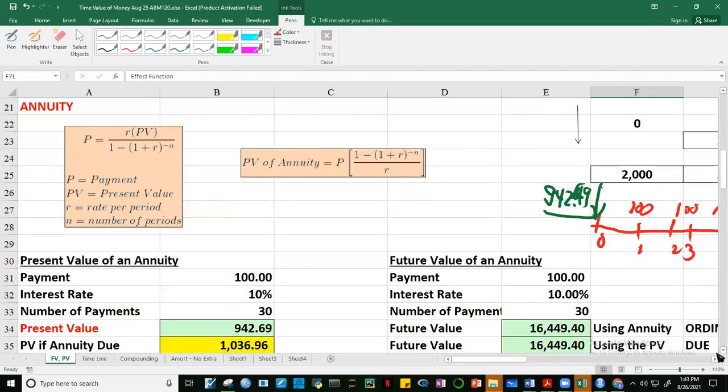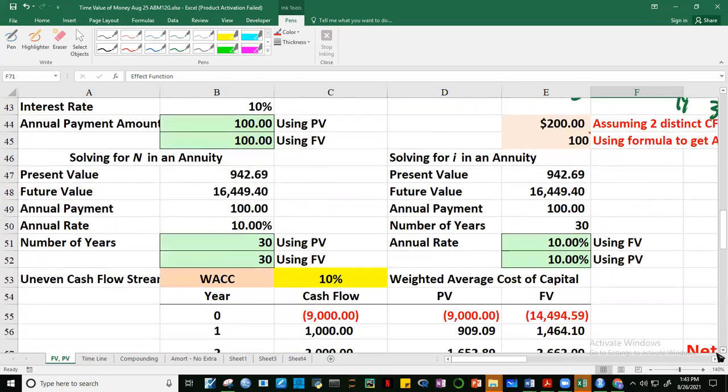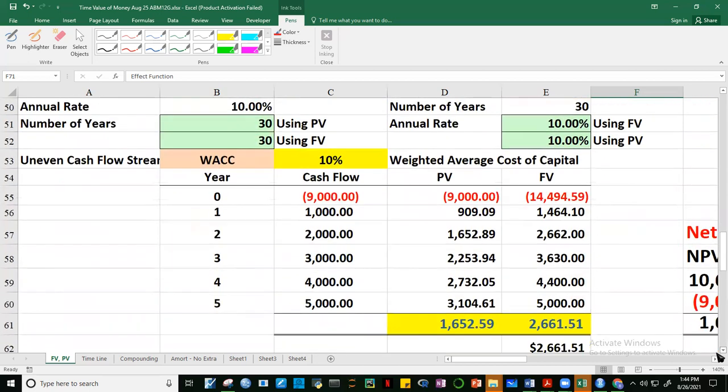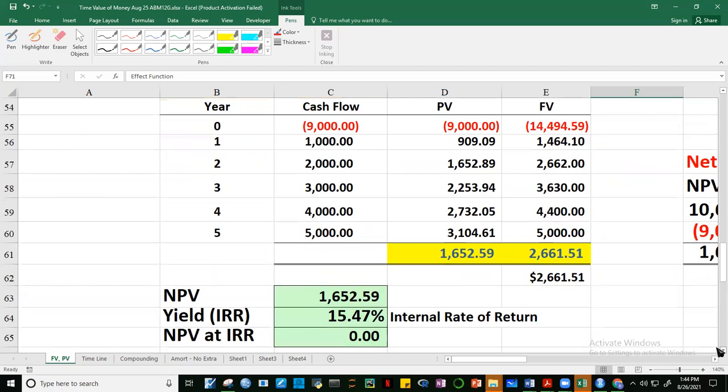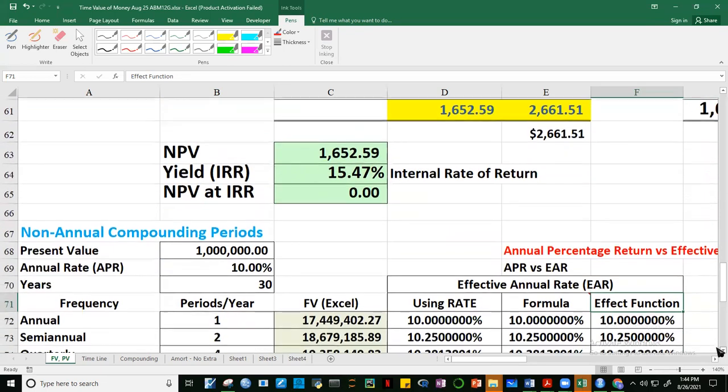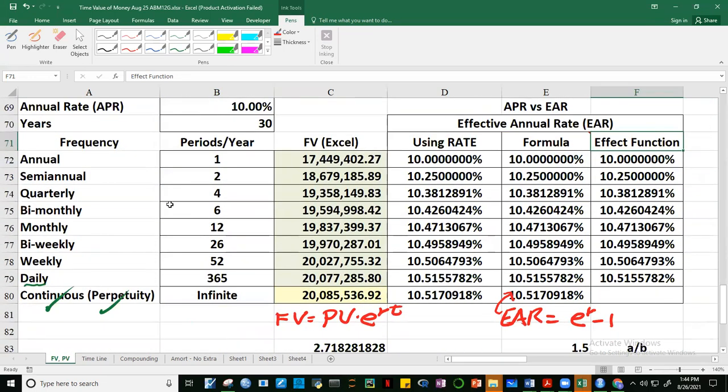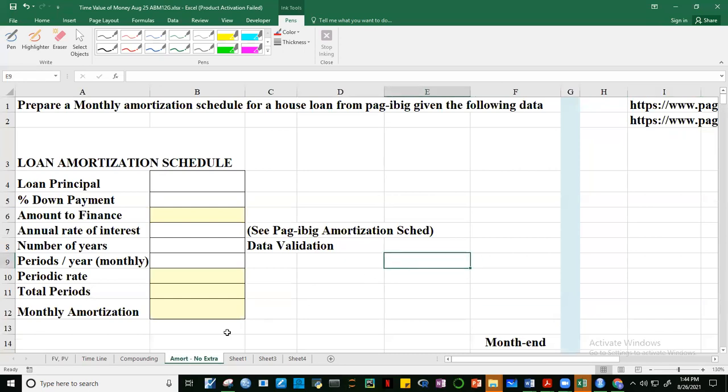We also learned how to determine if a project is feasible or not, making use of the concept of NPV and IRR. I hope this is clear to us. And then here we learned how to compute for the effective annual rate, that's EAR, and we looked at 3 ways by which to compute for the EAR. All right, so now we go to yung amortization natin.